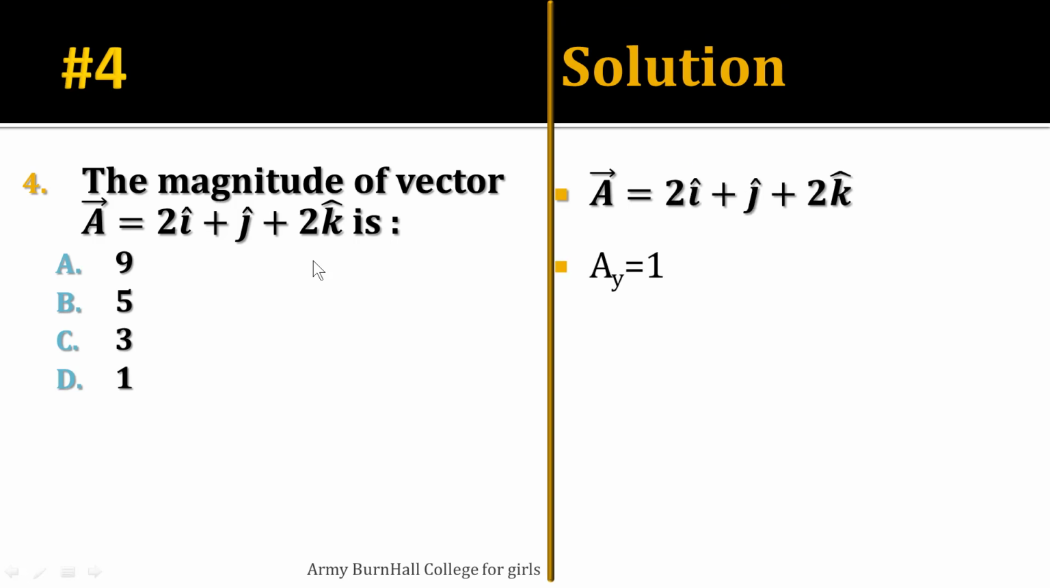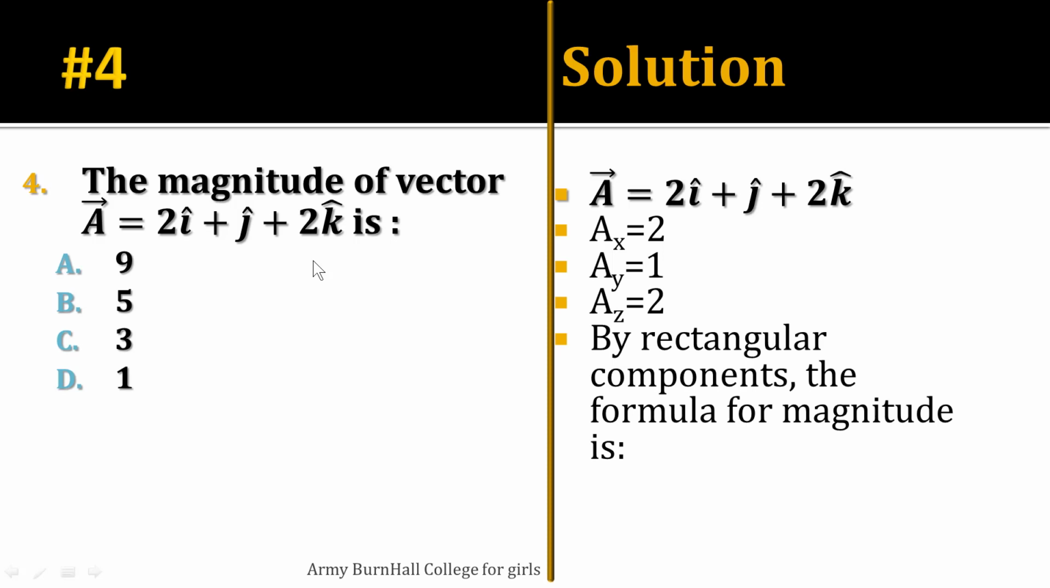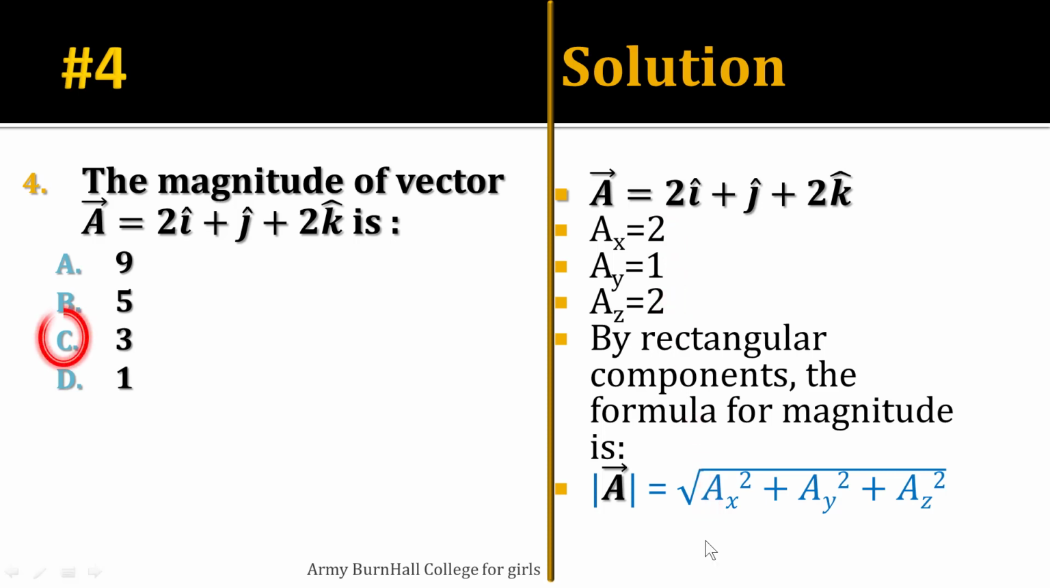First we will write down the values of ax, ay and az. Then by rectangular components, the formula for magnitude is: magnitude of vector A is under root ax square plus ay square plus az square. When you put the values of ax, ay and az, 2 square plus 1 square plus 2 square, we will get 9. Under root 9 is 3. So the magnitude of vector A is 3.